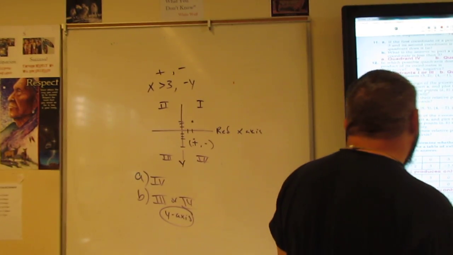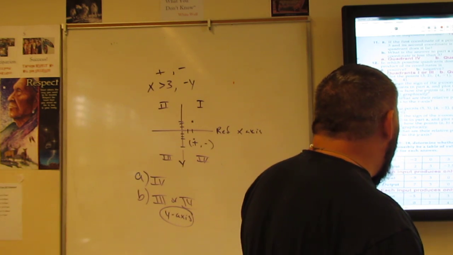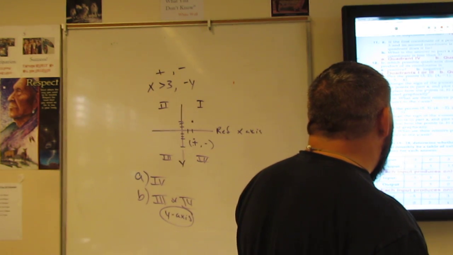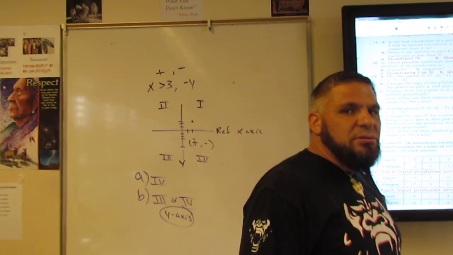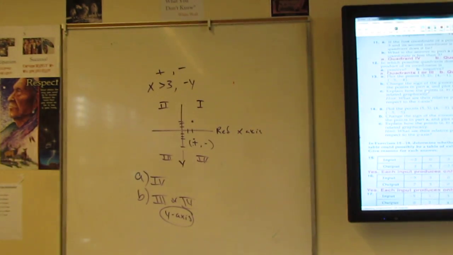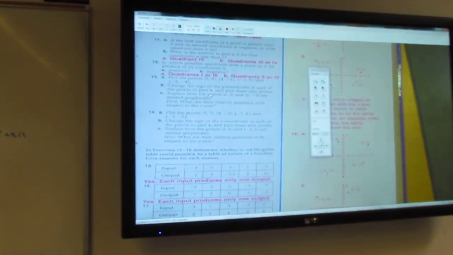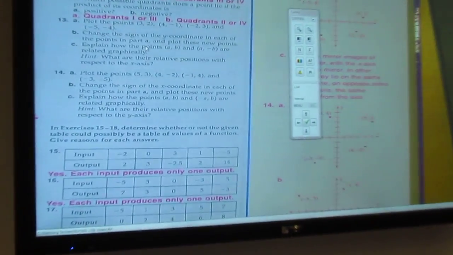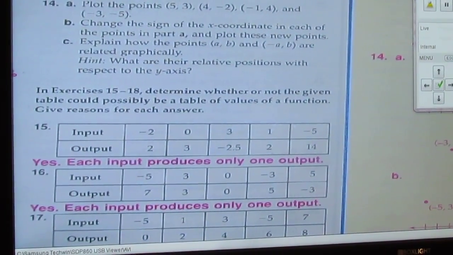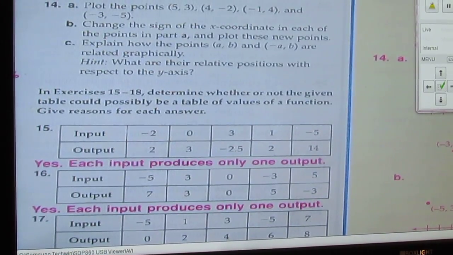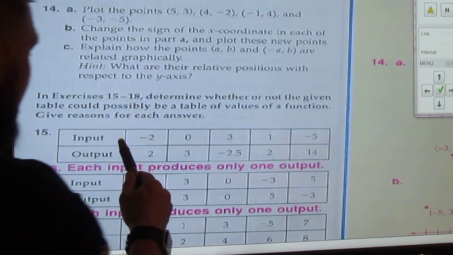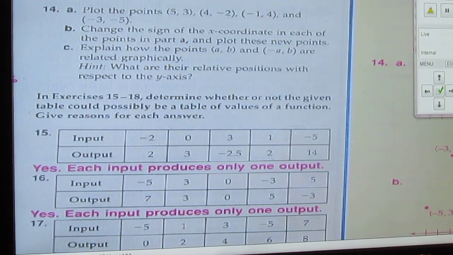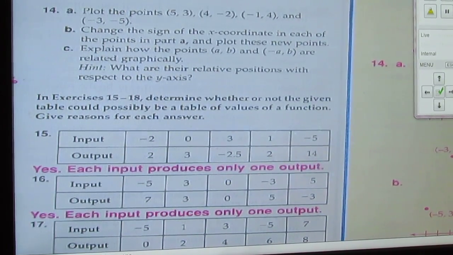Okay. So that's 13. Then we go to 15. And 15 is determine whether or not the table could possibly be a table for functions. Well, how do you know if something's a function? Input is x, output is y, right? So are any x's the same? No? Then it's a function. There you go. That's through 15.